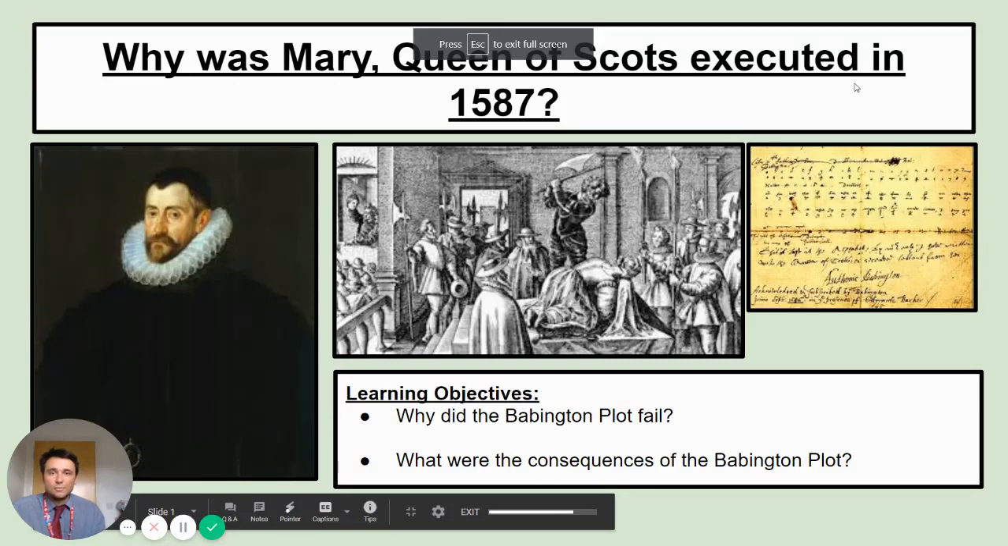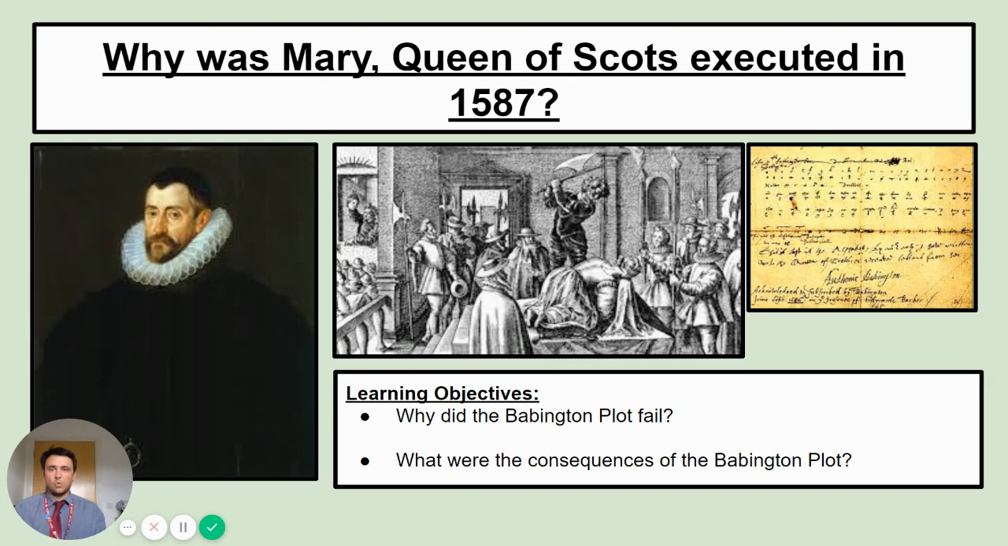Hello. So, in today's lesson, we are looking at Mary, Queen of Scots, and why was she executed in 1587. There'll be two parts to our learning objective. We're going to look at why did the Babington plot fail. We looked already at the Ridolfi plot. We've looked at the Throckmorton plot. It's the final plot we're looking at here. Why did this one not work as well? And what were the consequences of the Babington plot as well?